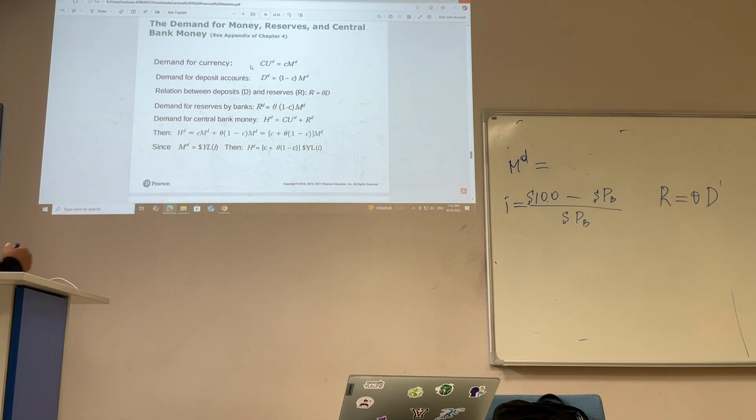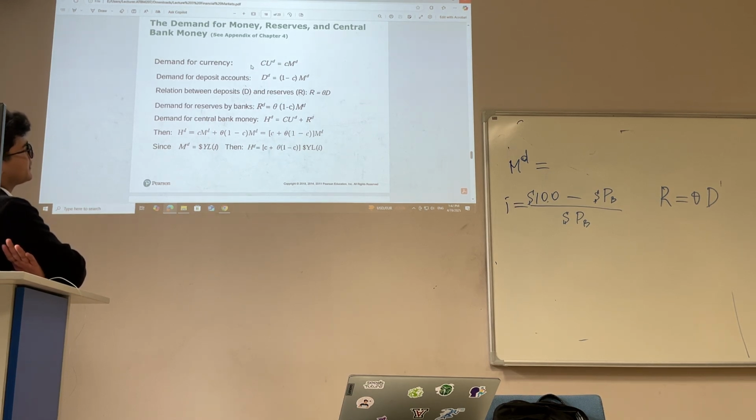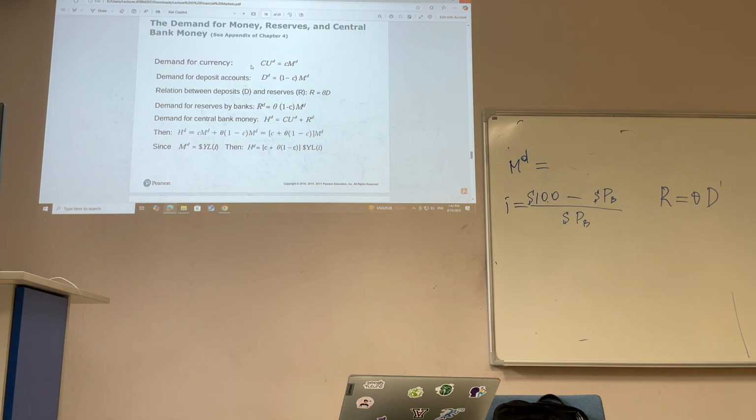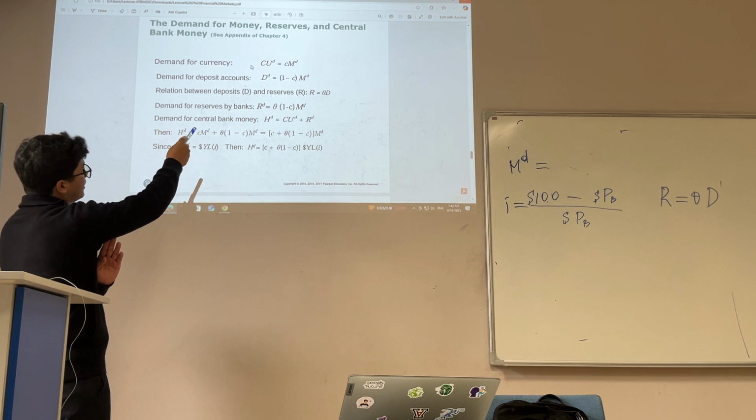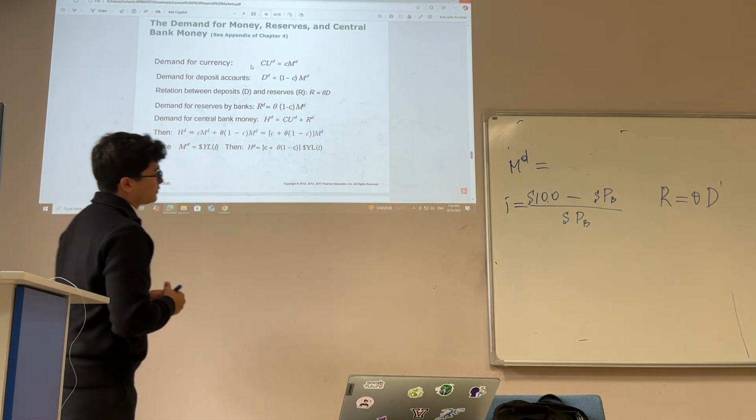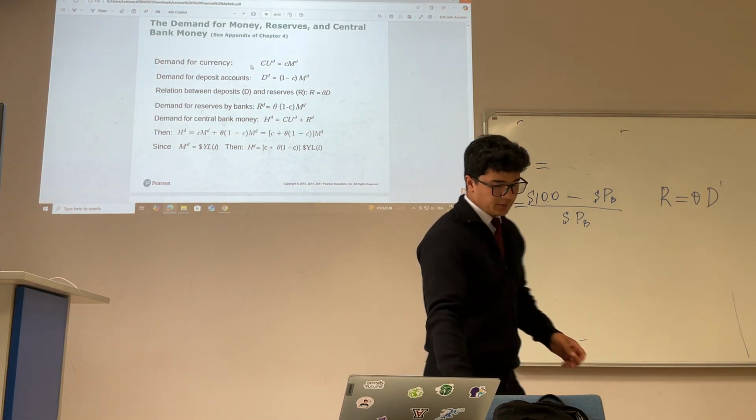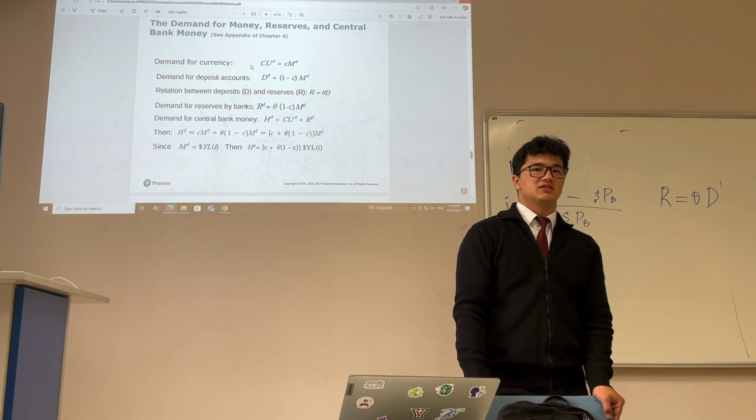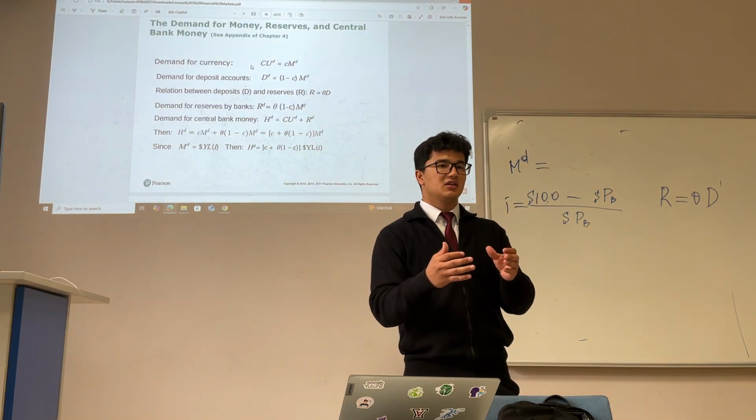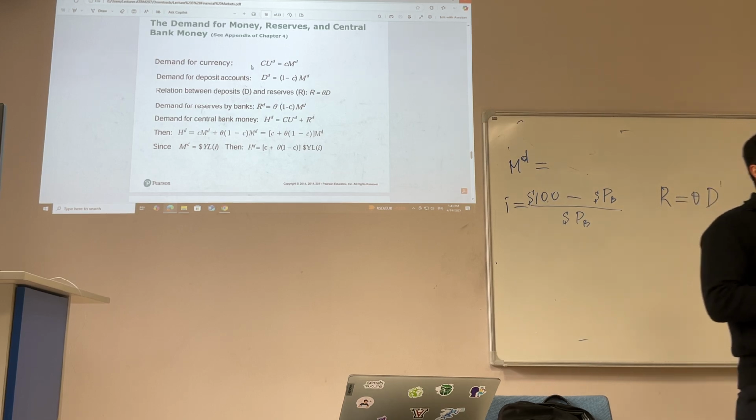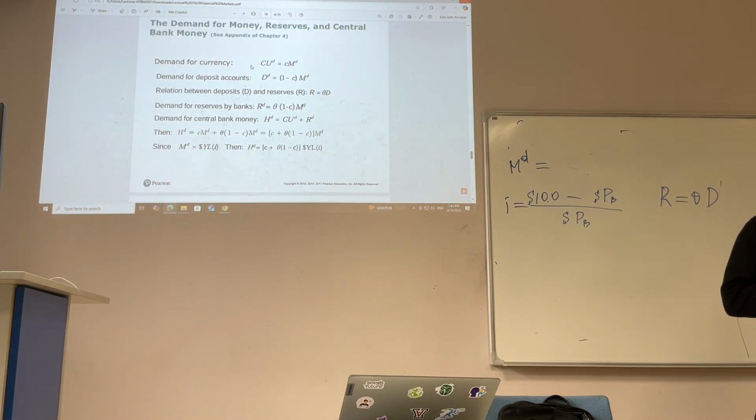So demand for currency, CD, equals C multiplied by demand for money, and demand for deposit accounts, DD, equals the rest. You guys know that people sometimes hold some of their money as currency because they need to live. For example, let's say I'm earning $10,000, and for 1 month I need $2,000.